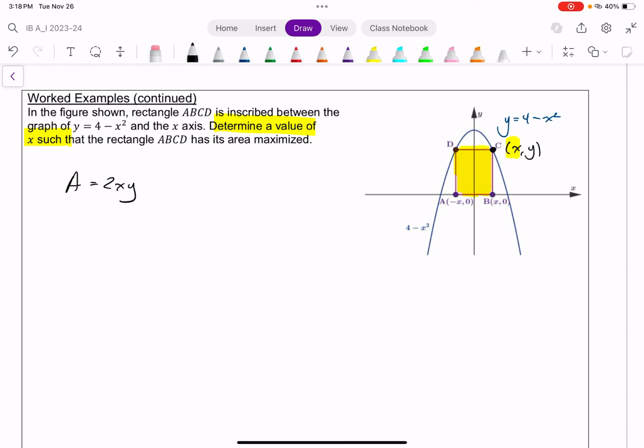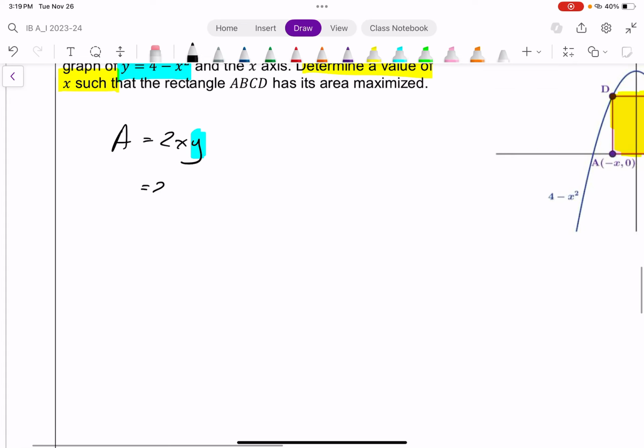That said, I want to leave the x where it is, but the y, I want to write in terms of x. And if you're not sure how, well, it says right here, y is the same as 4 minus x squared. I wrote it right there. And so the y coordinate has to be on that parabola, which means that y coordinate has to be 4 minus x squared, which means I can just rewrite this now as 2x times 4 minus x squared.